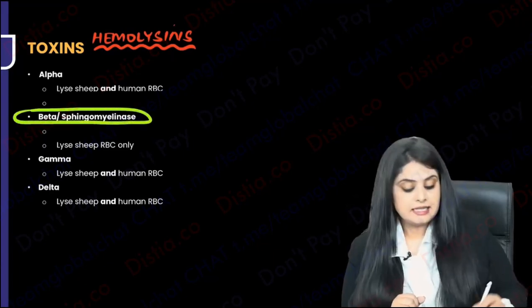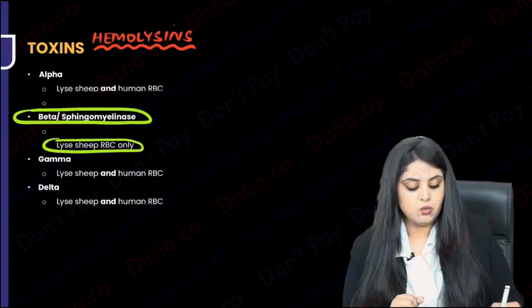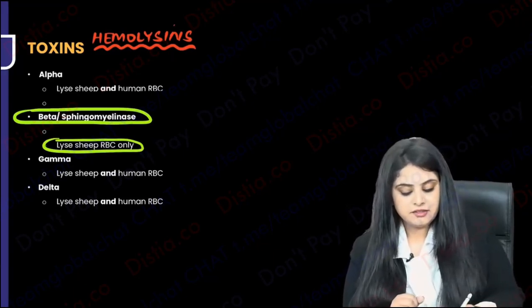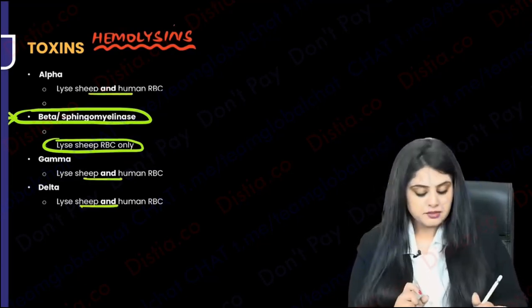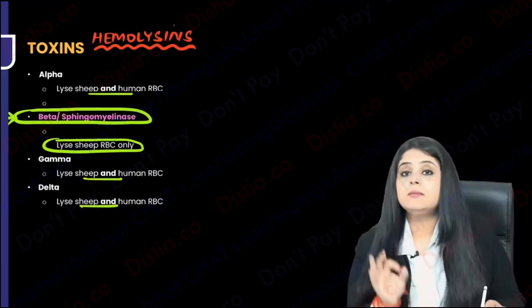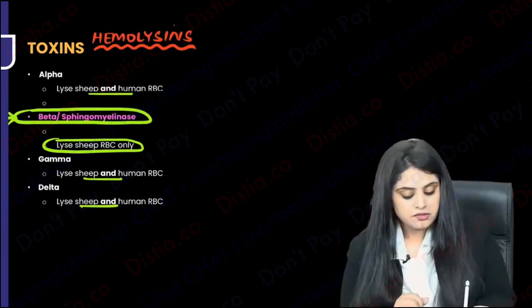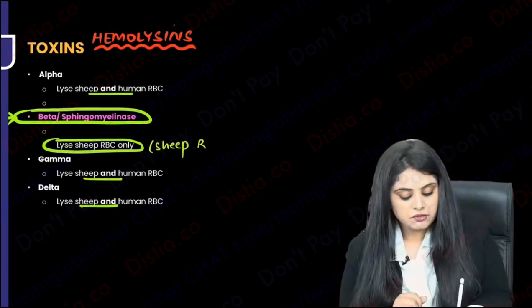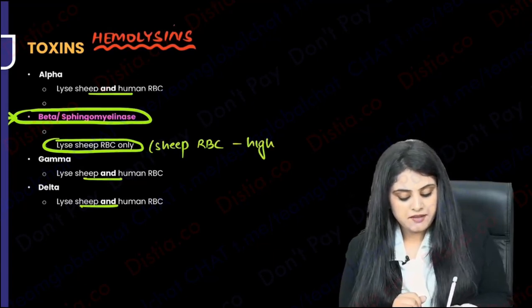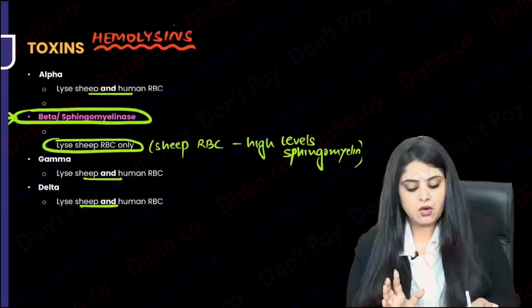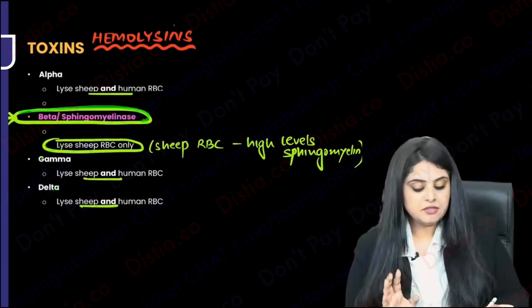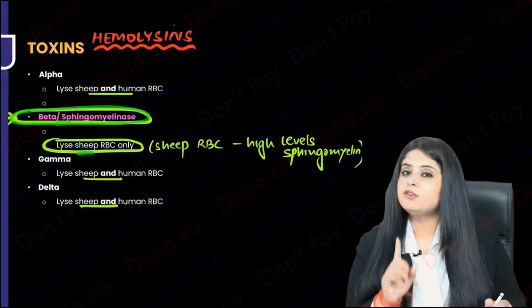toxin, that is going to lyse the sheep RBCs only. Why is that so? When everyone else is ready to lyse sheep and human RBCs, why is this beta a little different? That is why beta has been given another name, sphingomyelinase. It breaks sphingomyelin because sheep RBCs have high levels of sphingomyelin, and that is exactly what it intends to break. That is why the beta hemolysin is known as sphingomyelinase. Understood till here? All of them are breaking all the RBCs. Beta sphingomyelinase, S for S, so it will lyse only the sheep RBCs.